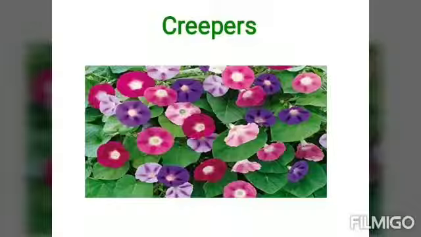So next we'll talk about creepers. What are creepers? Creepers are plants which are unable to climb vertically on their own because of their weak stem. They usually have a very weak stem, so it's really hard for them to climb. For example, I've given here a flower, the name of this creeper is morning glory.